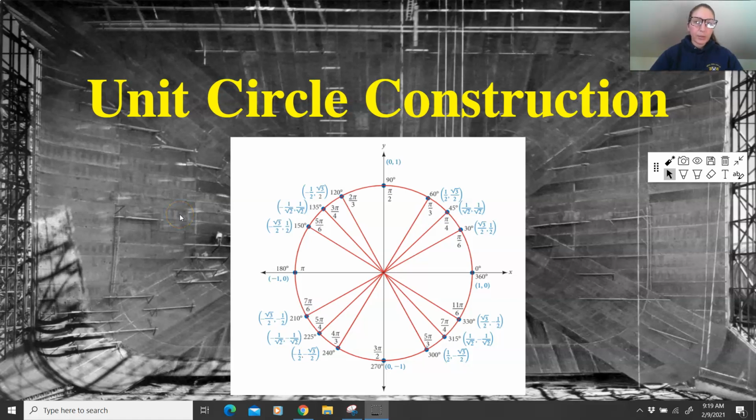Hey everybody, so we are going to discuss unit circle construction today. So this is a finished unit circle, and this is what a lot of people see. Even if you did a Google search for unit circle, this thing would probably come up. But there's a lot of questions of like, okay, well, where do all these numbers come from, right? Like, why is this the way that it is? So we're going to go through today and we're going to actually recreate this and do a construction on it.